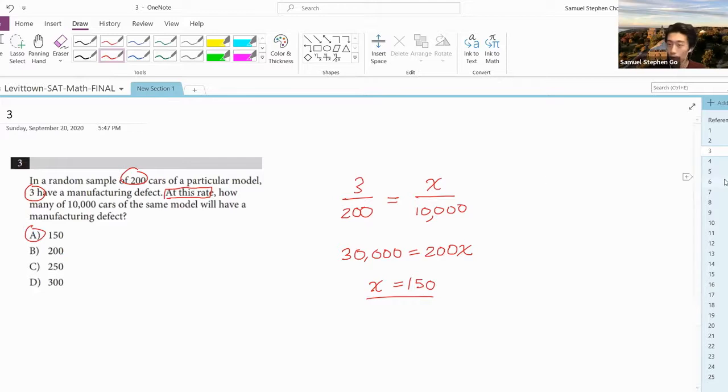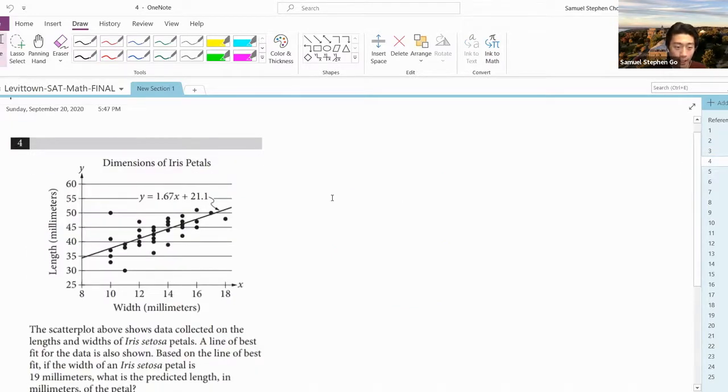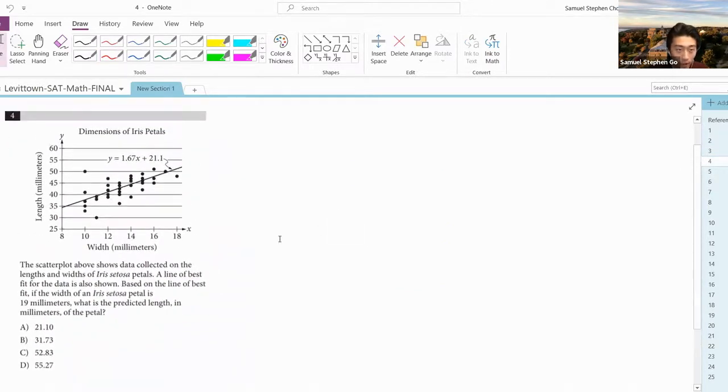Good, Josh. Yeah, these are pretty simple problems. They're going to get a lot tougher pretty soon. So here we go, number 4. Here's one. I'm going to zoom out just a little bit.